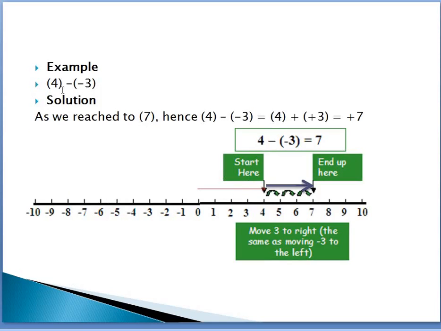Here again you have to subtract an integer. So subtraction you can convert to addition if you replace this minus 3 by its additive inverse. The additive inverse of minus 3 is plus 3. So 4 plus 3 is 7. Here 4 and then 3, that is 7.